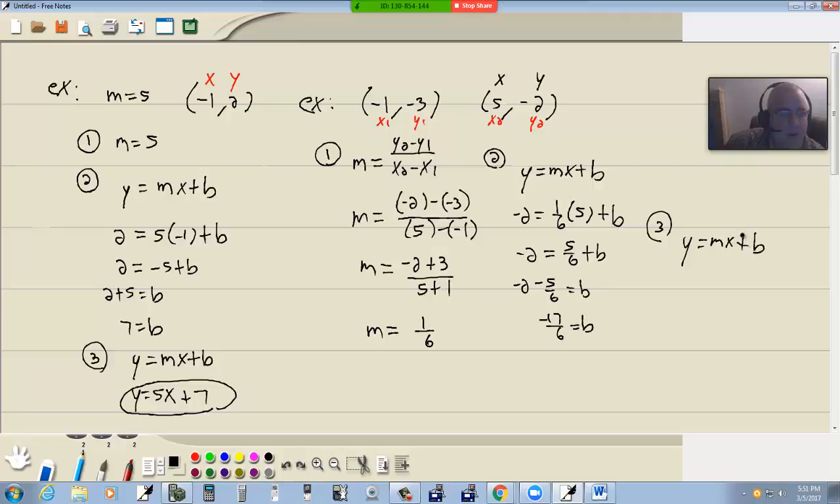And then step 3, we want to write down our answer. So we'll plug in m from step 1, which is 1/6, and we'll plug in b from step 2, which is negative 17/6. And that would be our answer.